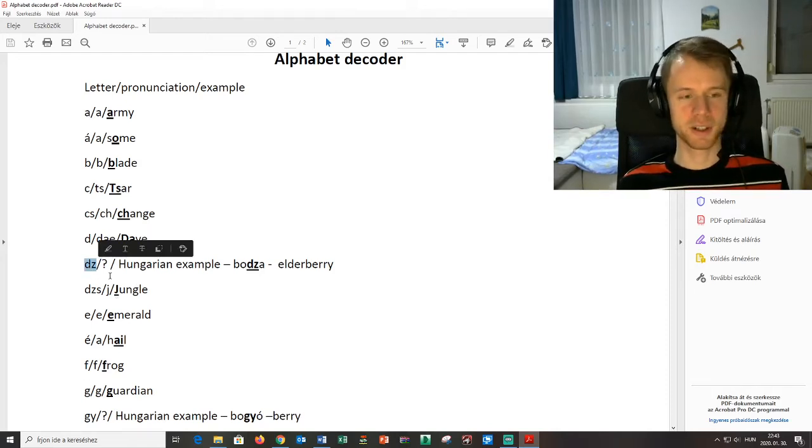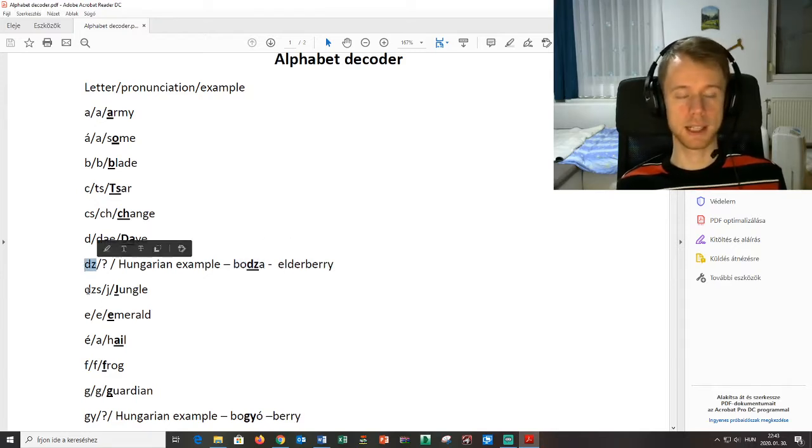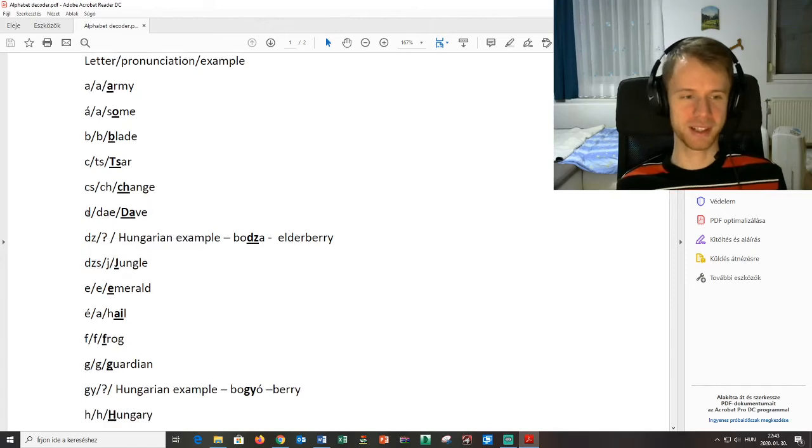This is a tricky letter. This is Z. Again, I didn't find good English examples, so I wrote a Hungarian one. This is bodza, like elderberry. This is the Hungarian word for elderberry. Bodza, z. Then this is, I know it's getting funnier. Like here it was only D, now it's z, and now it's j, like in jungle.